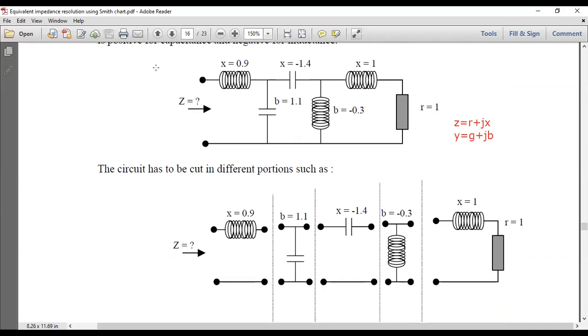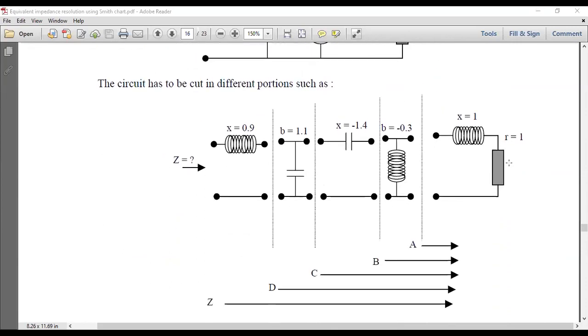I'll erase this. Okay, so this same circuit I split into parts. X equals 1, so this is 1 plus j1. And what will be this B value? This is 0 minus j0.3. What is this value? That is 0 minus j0.4. What is this B? Because these are the reactance and susceptance. What will be this 1.1? That is 0 plus j1.1. What is this X? That is 0 plus j0.9.